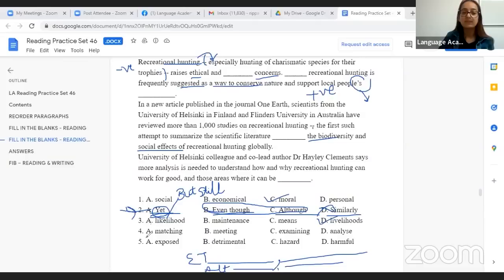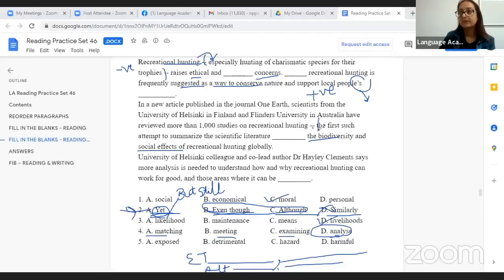Can we match biodiversity and social effects? Can we meet biodiversity and social effects? Can we examine biodiversity and social effects, or can we analyze? But analyze is the first form of verb without ing. So the first thing you should be telling yourself is, do I need the ing form of the verb or not? And for that, we have to recreate a sentence.